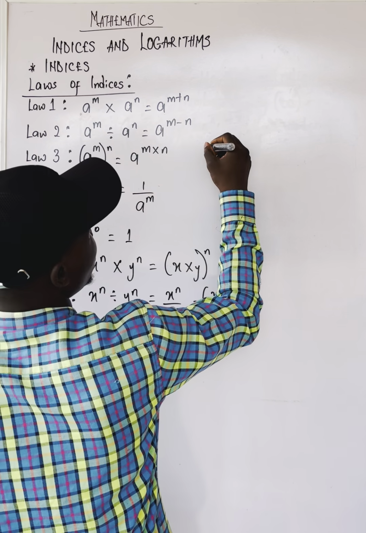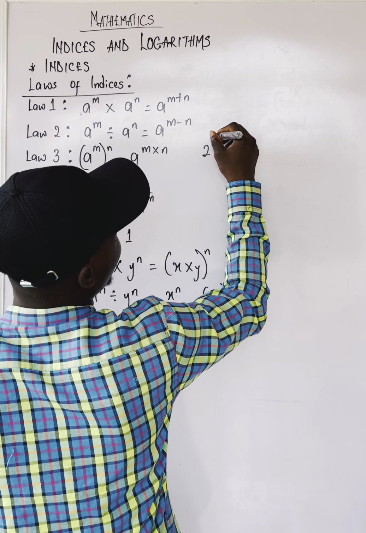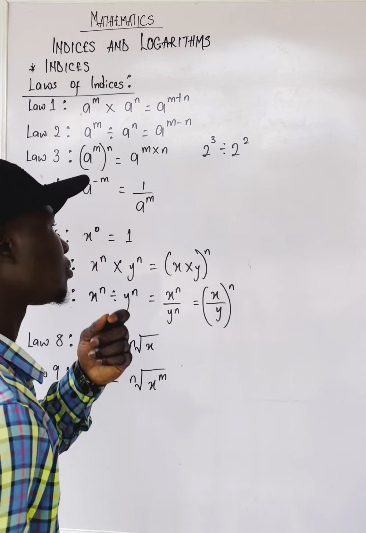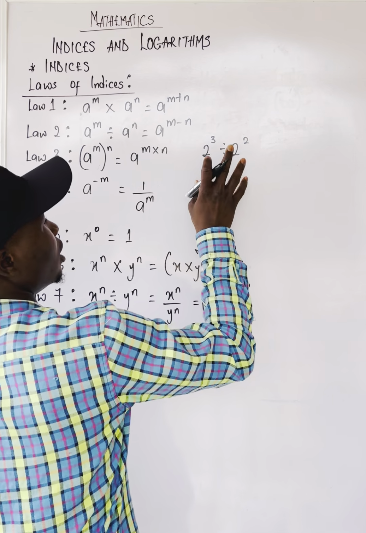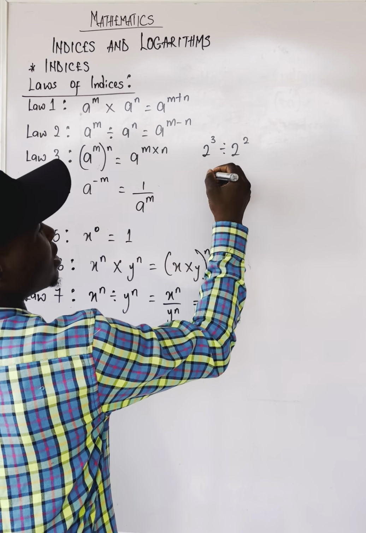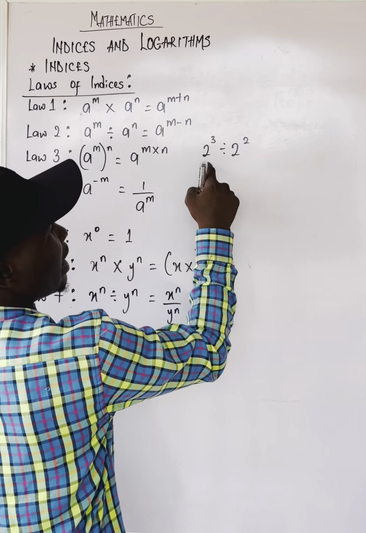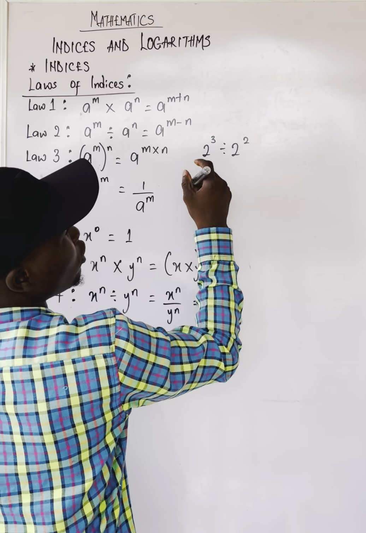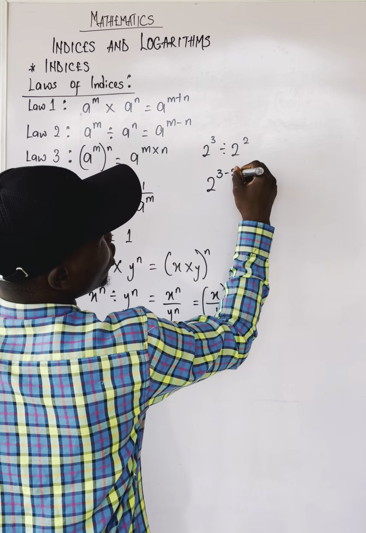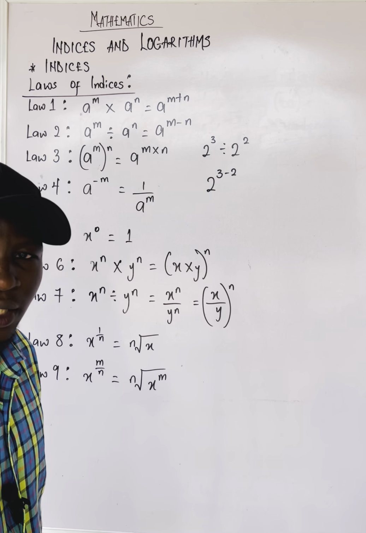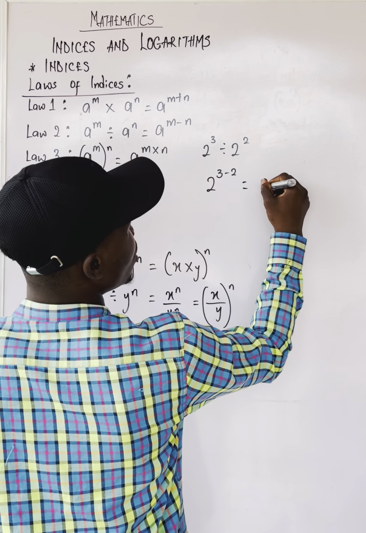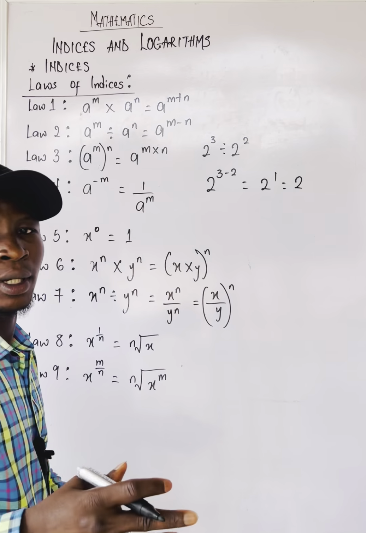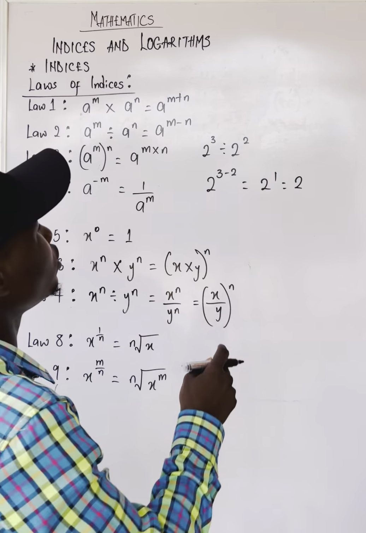Now for example, let's pick one. Let's say 2 to the power of 3 divided by 2 to the power of 2. The second law says, you see they have the same base number, so I'll pick one base number. Then if it is division, I'll subtract their power from each other. That will be 3 minus 2, which gives us 2 to the power of 1. So 2 to the power of 1 is still 2.